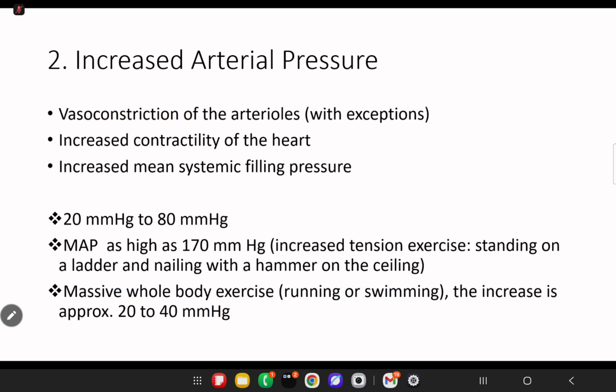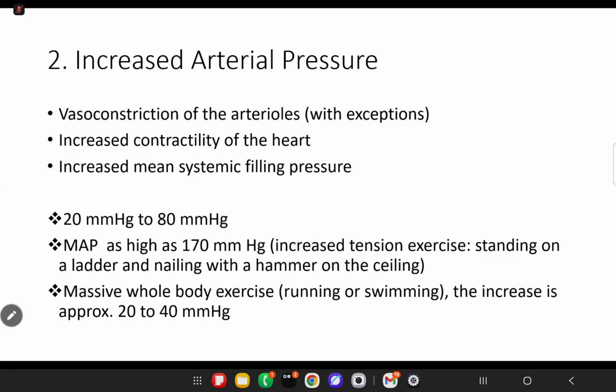The second mechanism is by increasing arterial pressure. So how is this arterial pressure increased? Like I said, other than the muscular blood vessels, everything else is vasoconstricted, sparing the coronary and the cerebral. So that will increase the systemic vascular resistance, which will then cause increased blood pressure. Then increased contractility of the heart increases blood pressure. Increasing heart rate will increase blood pressure. And increased mean systemic filling pressure will also increase blood pressure.